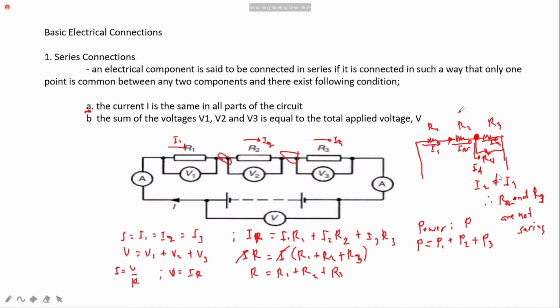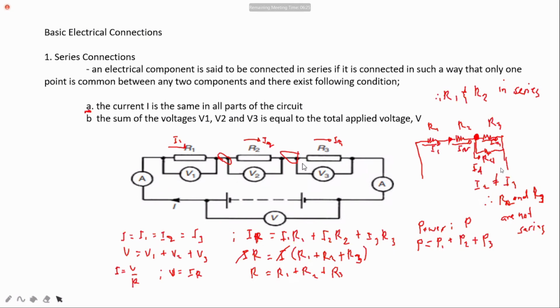Therefore, in this circuit, R1 and R2 are the only ones connected in series. Okay? Questions so far?